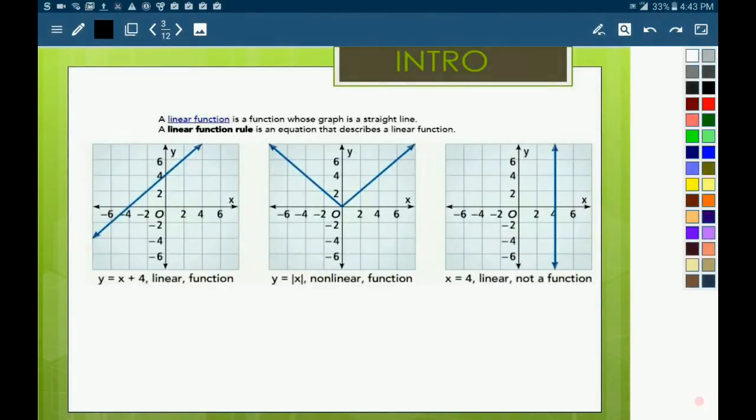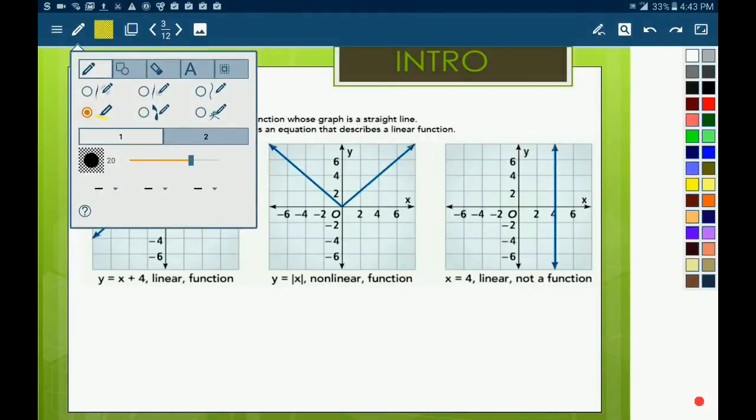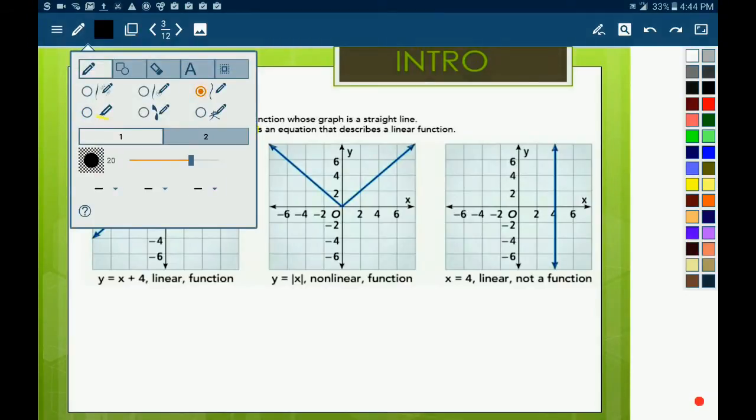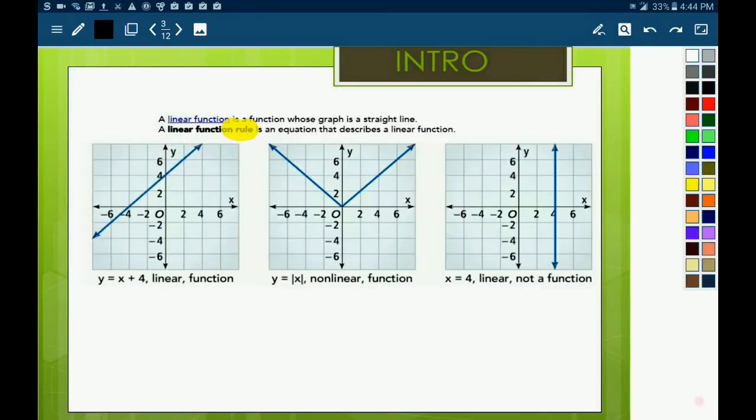So to start off, let's talk about what a linear function is and what a linear function rule is. When I say the word rule, I really just mean equation. That's what rule means. We're going to create an equation that all the points can abide by. So a linear function is a function whose graph is a straight line. We know that from yesterday. A linear function rule is going to be an equation that describes a linear function. So for instance, this equation right here, y equals x plus 4.